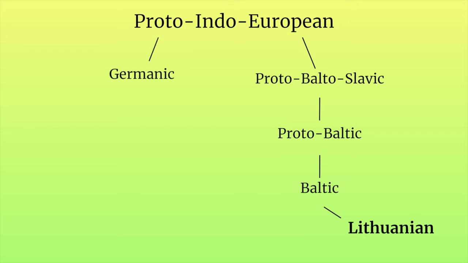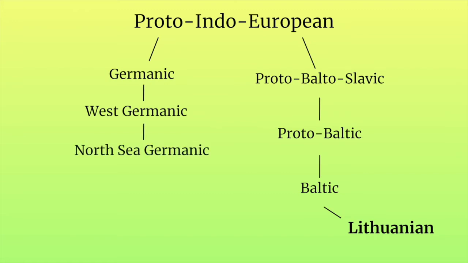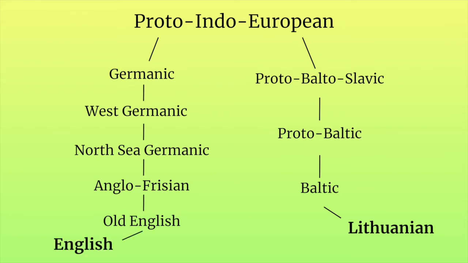Proto-Indo-European developed into Germanic, and Germanic developed into West Germanic. West Germanic then developed into North Sea Germanic and then into Anglo-Frisian, from which English was brought over to the land which we now know as the United Kingdom. Anglo-Frisian developed into Old English, and finally Old English developed into what we now know as Modern English.